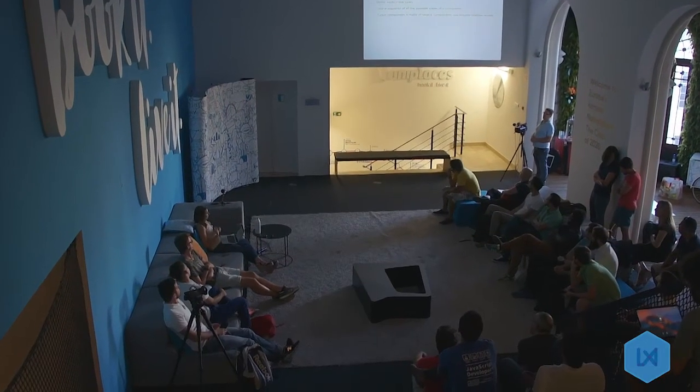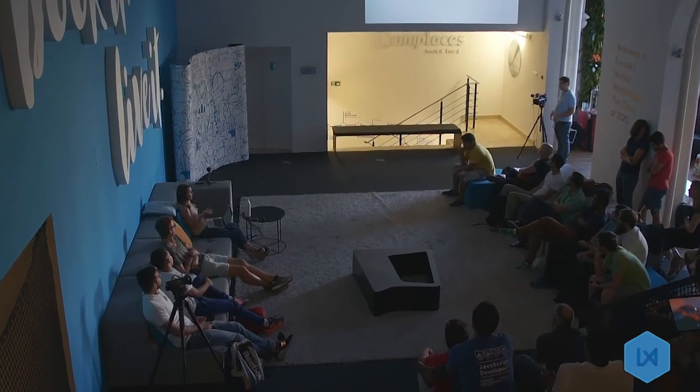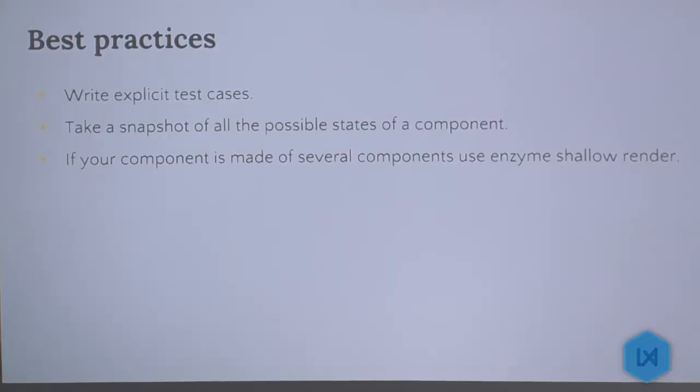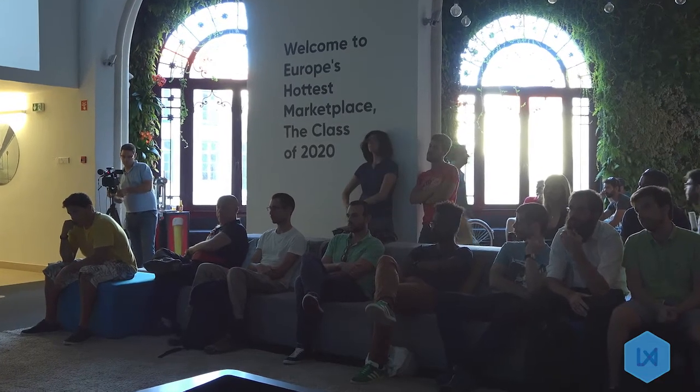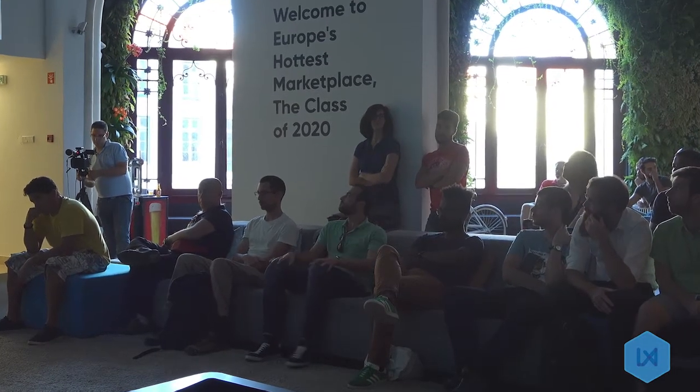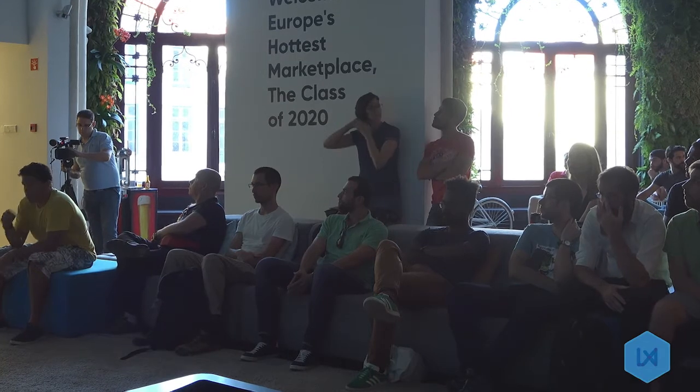Now, it is very important when we are working with snapshot tests. It's very important to write explicit test cases. It is also important to test all the possible states of a component. And as you can see, we tested the collapsed and the expanded state of our component. And if a component is made of several components inside, we should use enzyme shallow render. And with shallow, we will render something like this.